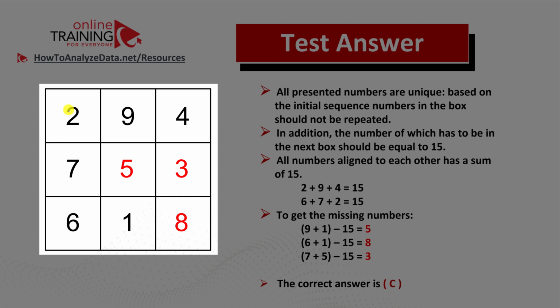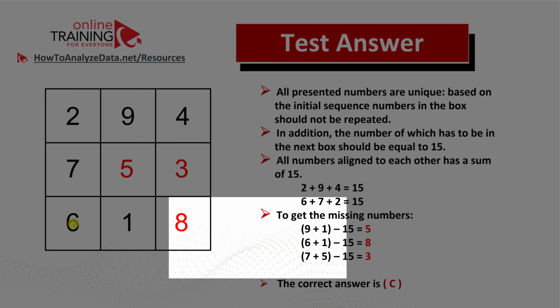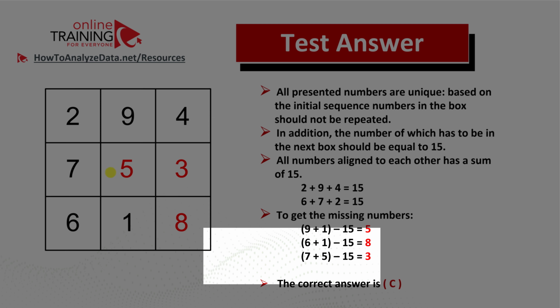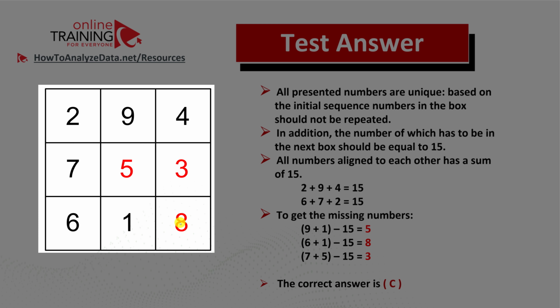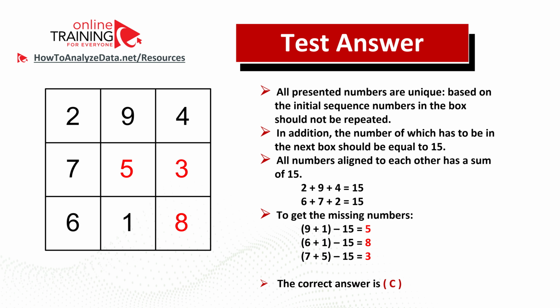Funny thing is, you also see that diagonally, numbers also add up to 15. 2 plus 5 plus 8 is 15, and then 4 plus 5 plus 6 is also 15. So the correct answer here is choice C, and the missing numbers are 5, 3, and 8. Hopefully you've nailed this question on your own, or if you didn't, learned how to answer similar questions in the test.